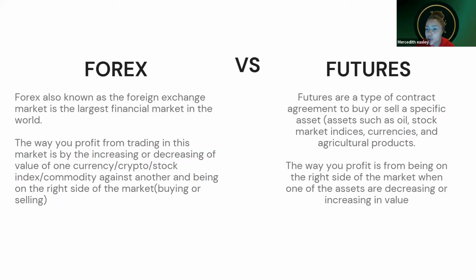And then we go to futures and it sounds pretty similar. Futures are a type of contract agreement to buy or sell a specific asset. Assets are things like oil, stock market indices, currencies, different products. Like it's so much. You can trade either market. And it's the same thing. The way you profit is from being on the right side of the market when one of the assets are decreasing or increasing in value.